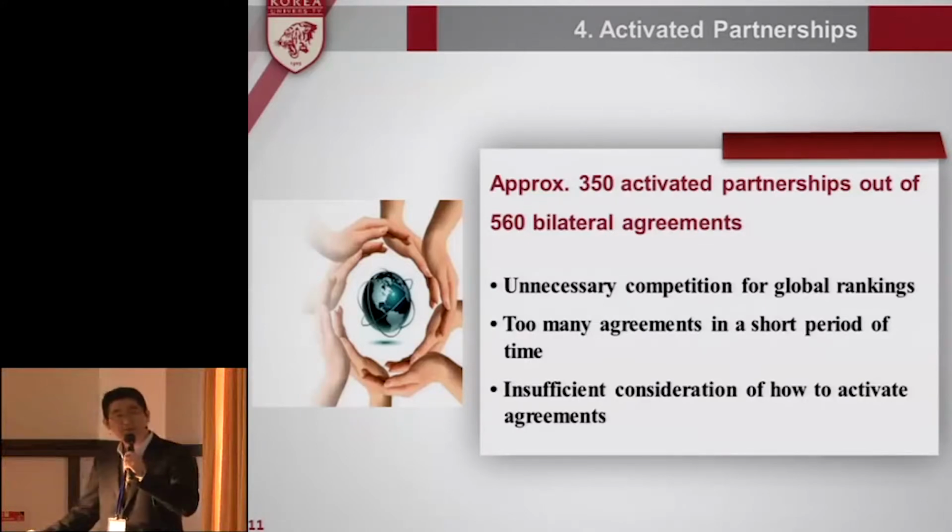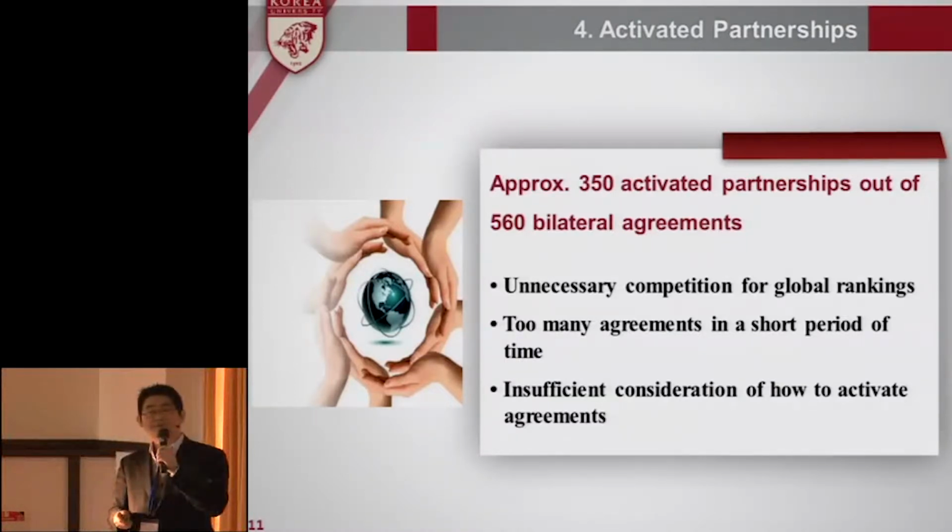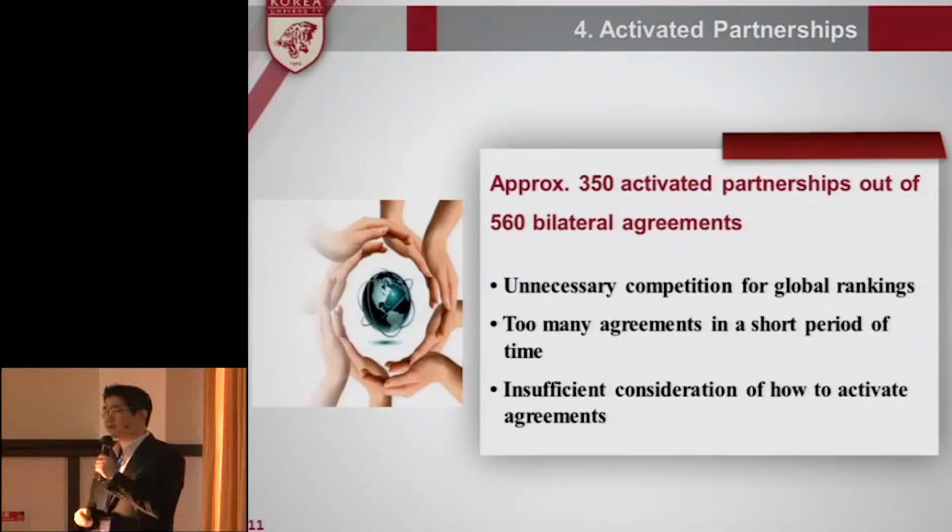As shown in the previous slides, KU has 560 bilateral agreements. Out of them, only 350 agreements are activated, and most of them are about student exchanges. The reason why we have so many partnerships that are not activated can be explained as below.